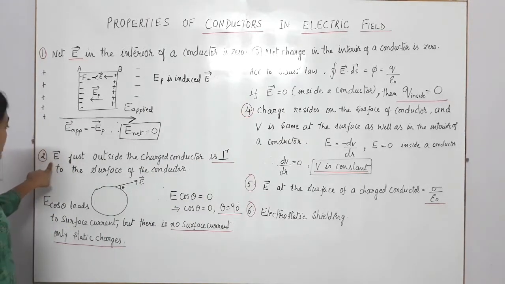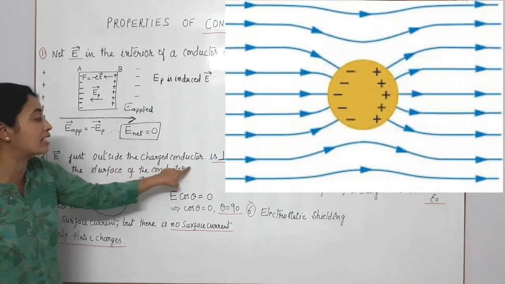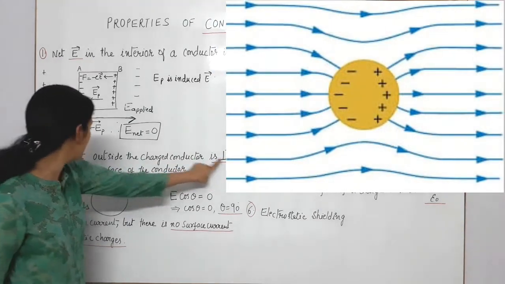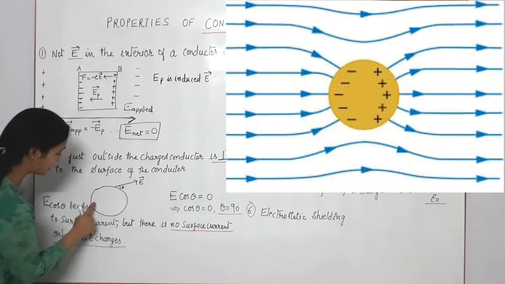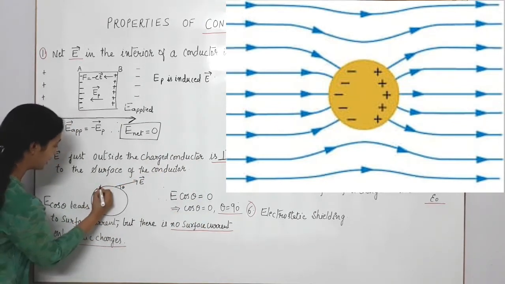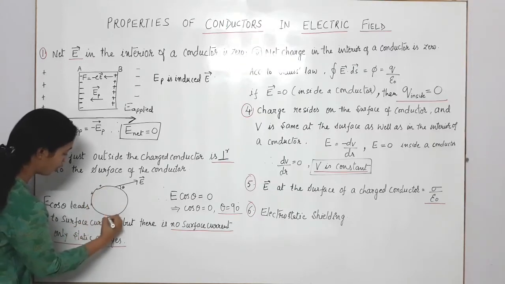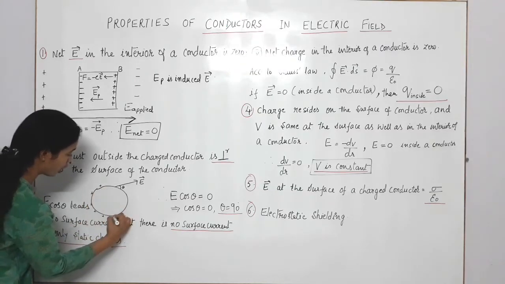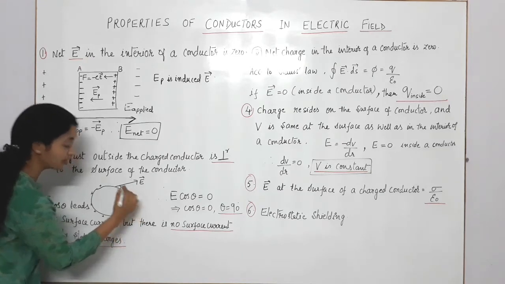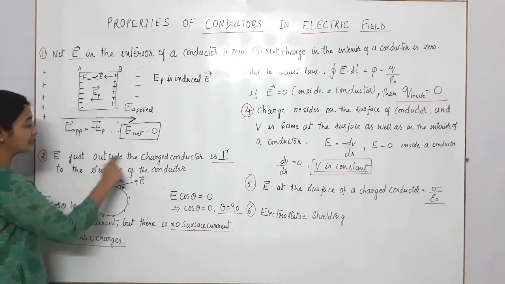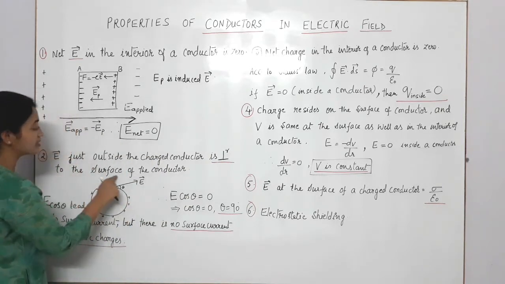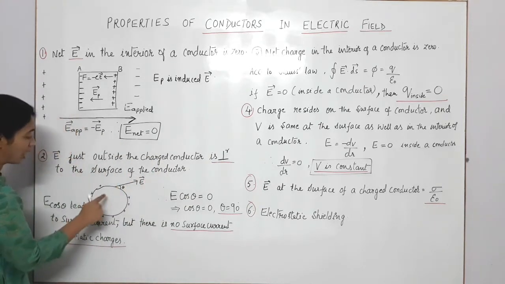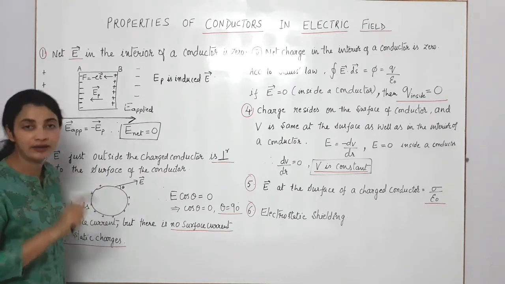Then the second point is that the electric field intensity just outside a charged conductor is perpendicular to the surface of the conductor. Let us consider a conductor. This is a conductor. Let us say it has charge residing on its outside. It is all charged. Charges reside on the outside. What we are saying is the direction of electric field should always be perpendicular to the surface of the conductor which is charged. Let us take it in a contradictory manner.